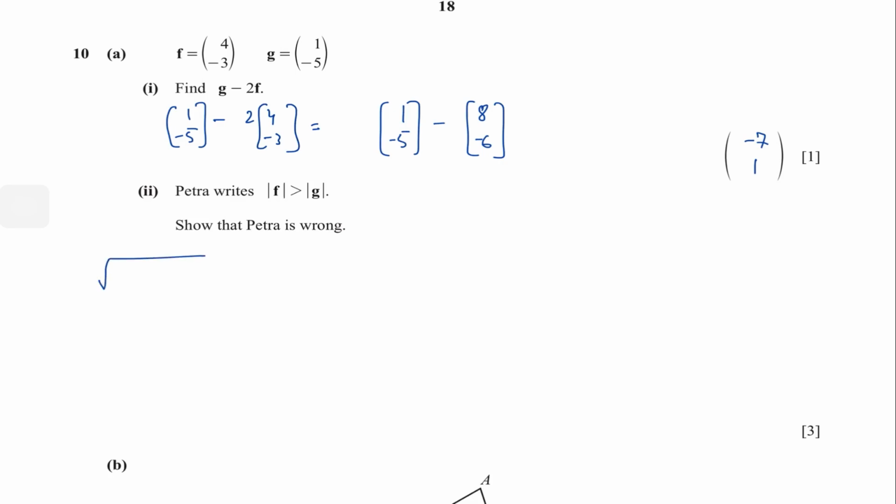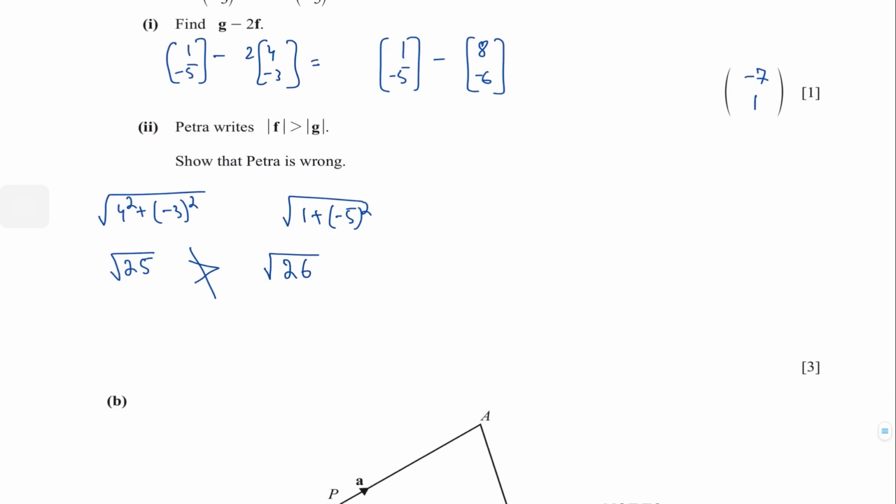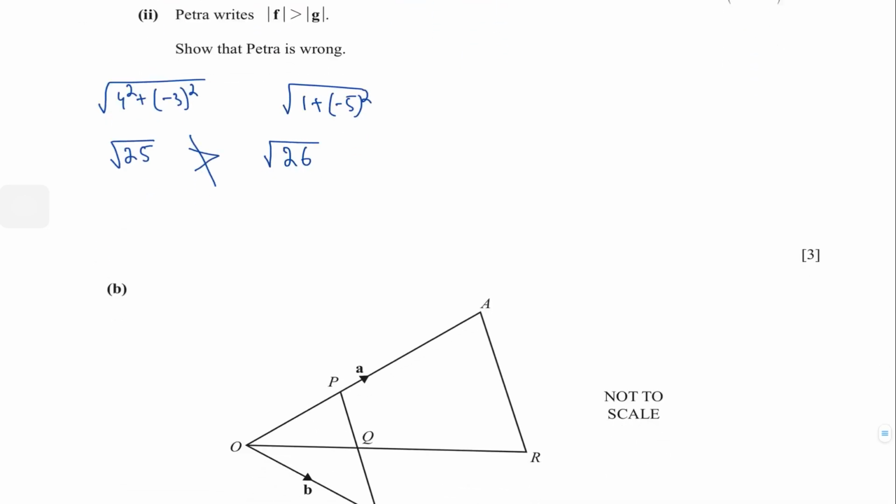Okay, so if I find out the magnitude of f, that's going to be 4 squared plus minus 3 whole squared, and the magnitude of g is going to be equal to 1 plus minus 5 the whole thing squared. So we don't have to take out the square root. We can see that this is going to be square root of 25, and this is going to be square root of 26. So that is clearly not the case, and that is why Petra happens to be wrong. So you get 3 marks for this.